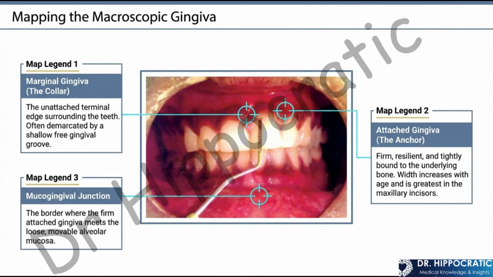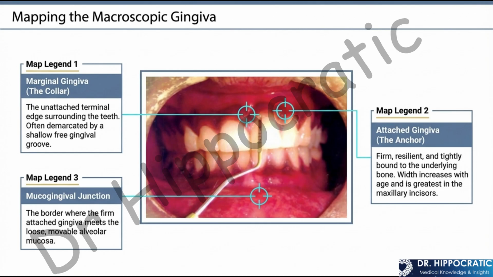So if the marginal gingiva is the flexible collar, the attached gingiva is the immovable foundation. Why does it need to be immovable? Mechanically, you just cannot have loose mucosa directly adjacent to the teeth. When you bite into an apple, the bolus of food is deflected off the crown of the tooth and crashes directly into the gingiva. Ah, so it needs to resist the pull of chewing. Exactly. The attached gingiva is bound tightly to the periodontium, which is the fibrous membrane covering the bone via dense connective tissue fibers. This prevents the frictional forces of chewing from simply stripping the soft tissue right off the jawbone.